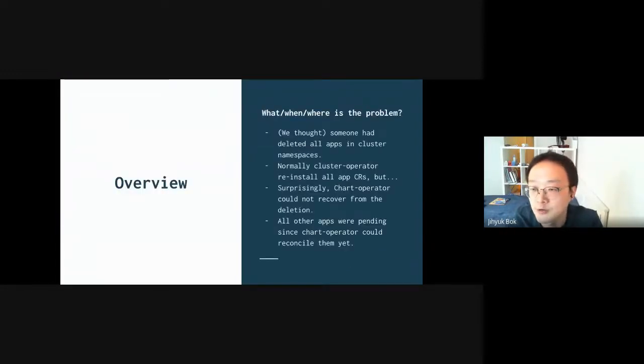So what happened actually? We thought that someone had deleted all the apps in the cluster namespace in the control plane. In this case, normally we believe the cluster operator reinstalls all the FCRs. But surprisingly, we found the chart operator had not recovered from the previous deletion. Because of that, all other apps were stuck in pending status, since the chart operator could not reconcile all the chart CRs in the tenant cluster.